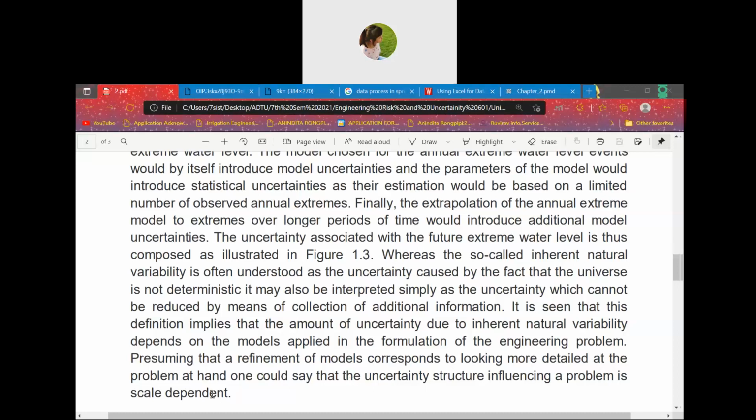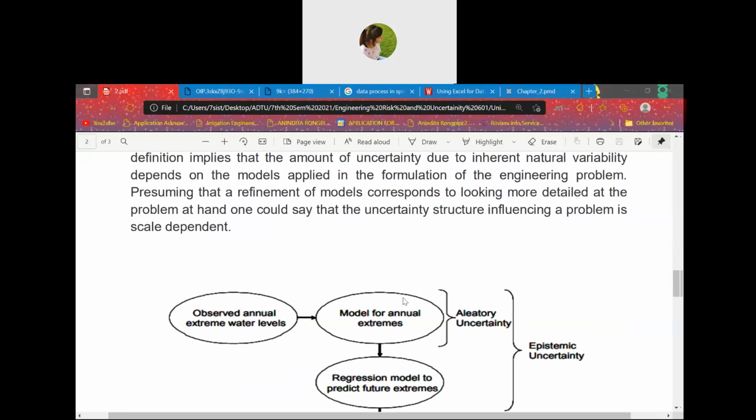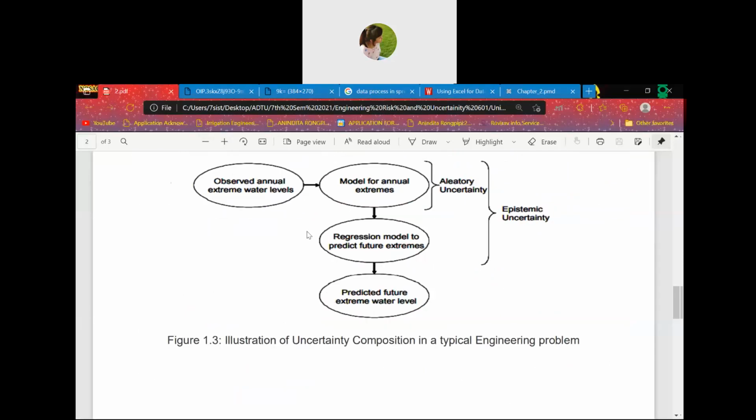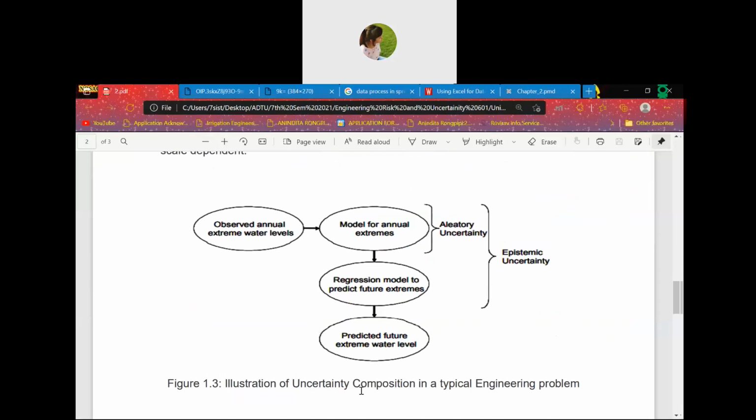So here in this figure, figure 1.3, it is an illustration of uncertainty composition in a typical engineering problem. The first one, type 1, aleatory uncertainty, that is natural variability uncertainty. In this type, you will first observe the annual extreme water levels. After observing the annual extreme water levels, we see the model for annual extremes. Once we decide the model for annual extremes, we form a regression model to predict the future extremes.